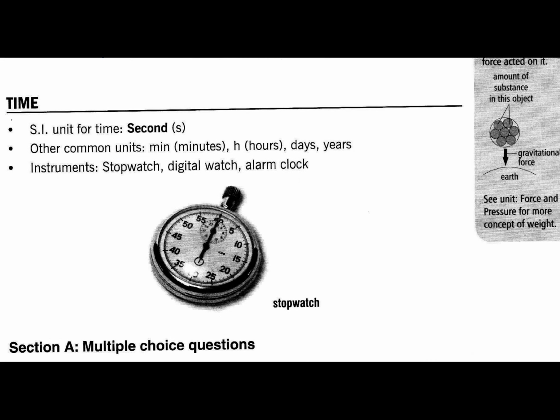And finally, time measurement. The SI unit is seconds. Other units include the minutes, the hour, the days, and the years. Instruments include the stopwatch, the digital watch, and the alarm clock.